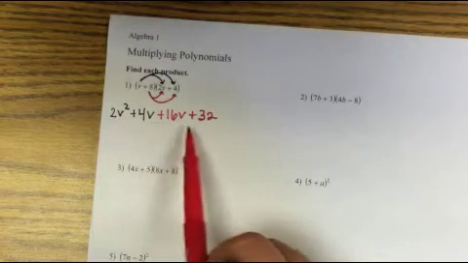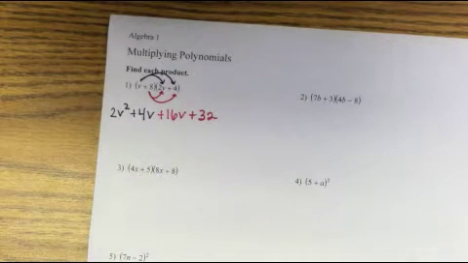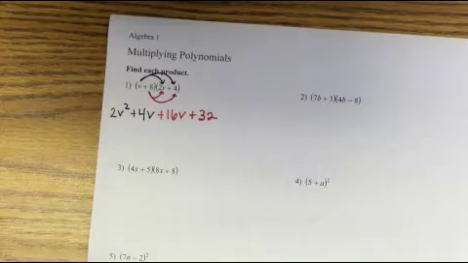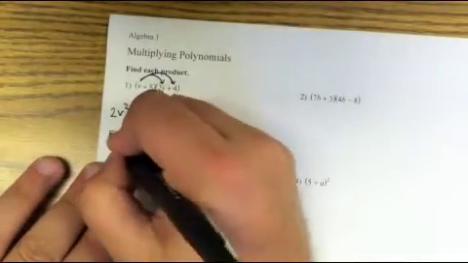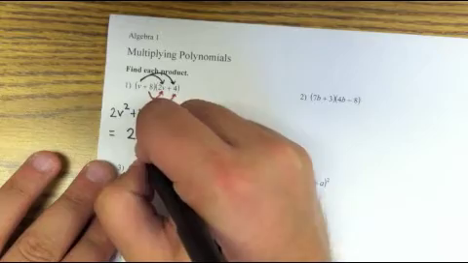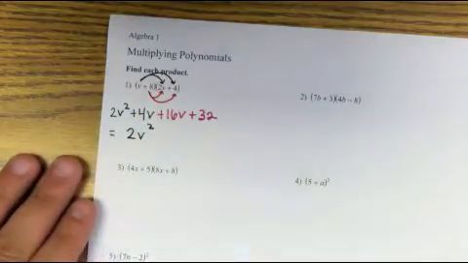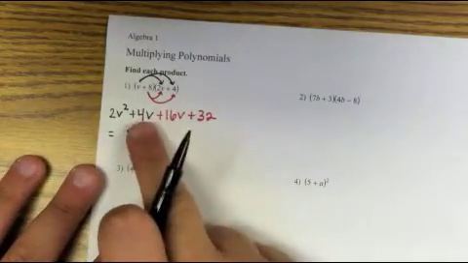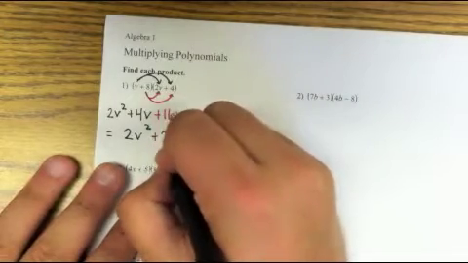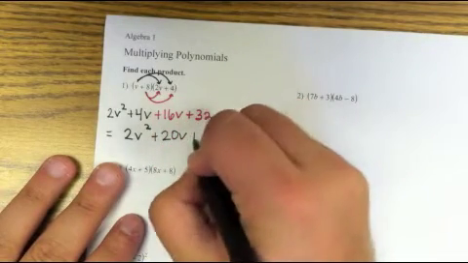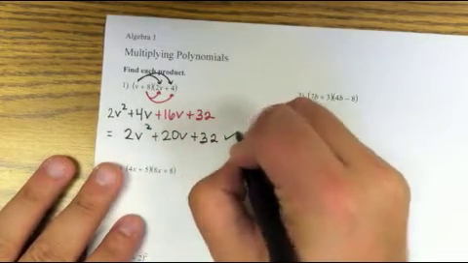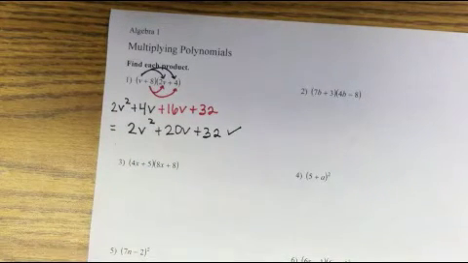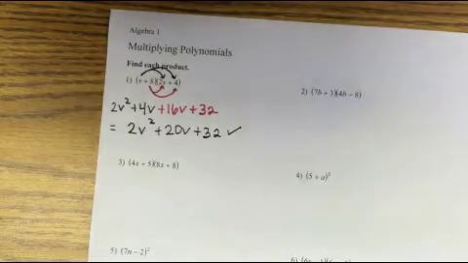Now that the problem is turned into an addition or subtraction problem, all you do is what? Right, combine like terms. So you have 2v squared, nothing really to combine there. There's no other v squareds. 4v and 16v gives you 20v. And then drop down the plus 32. And you've just multiplied that polynomial out. All right, let's try another one, number 2.